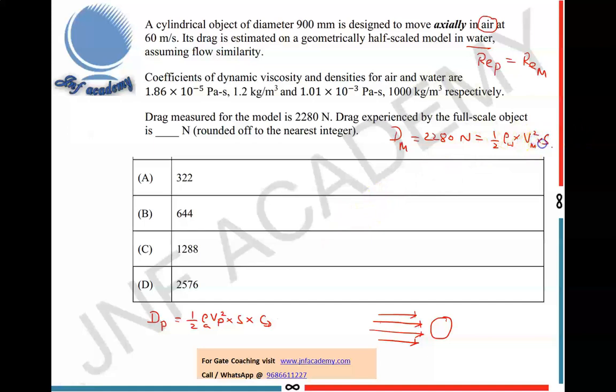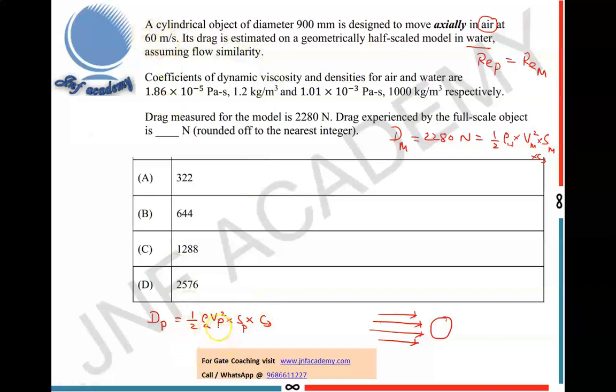Into S model. So here S prototype, surface area prototype into CD. The CD will be same, right? Because it's similar, there is a flow similarity that has been existing, right? So what we are going to do now is calculate the CD using this drag model. Then we are going to substitute it here because we know the velocity at which the cylindrical object, which is the prototype, is moving.